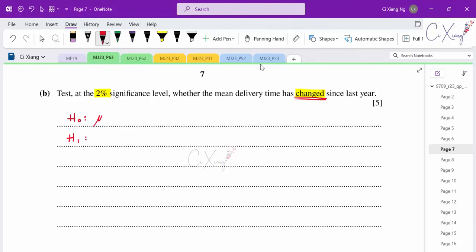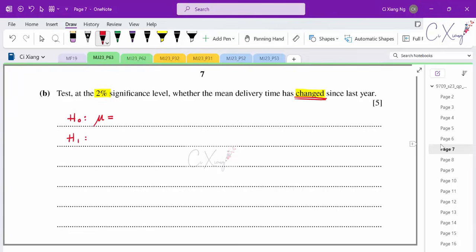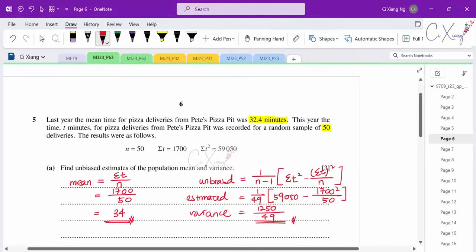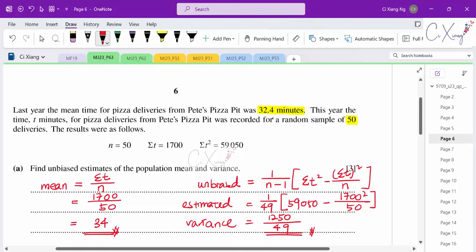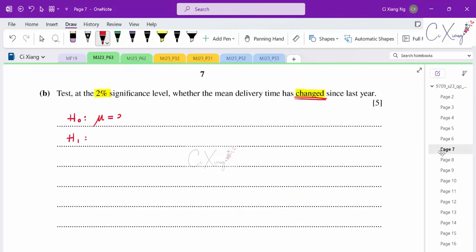For the null hypothesis, it should be mu. Mu means population mean, so I'm using this symbol. Please don't use the symbol x bar for the sample mean. Cannot, because we are testing on the population mean, not on the sample mean whatsoever. So please take note that the symbol is very important here. Then what is the original mean for last year? You go back to part 1 of the question. They are saying that the original mean time for last year was 32.4. That means my null hypothesis will be mu equals 32.4.